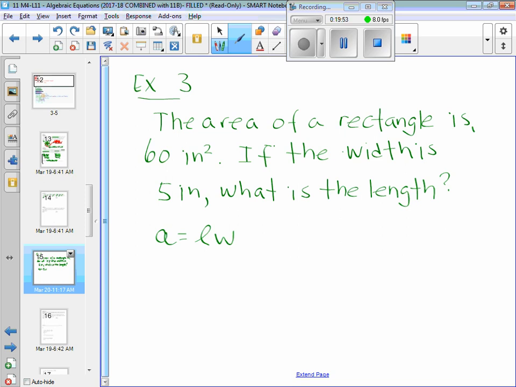Now I'm going to take the elements from the word problem that they give us and substitute wherever we can into the equation. Do they give you the area? What is the area? Okay, so 60 inches squared. All I really need is the number. Don't worry about the units right now. I'm going to substitute that in for the A. So 60 equals. Do they give you the length?